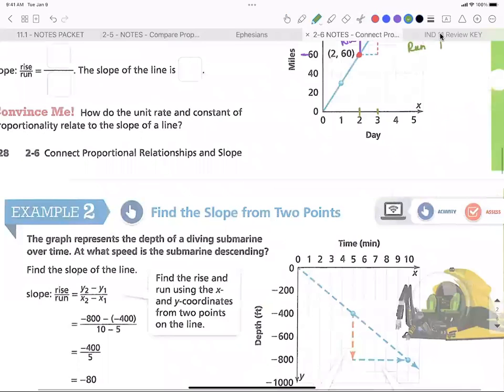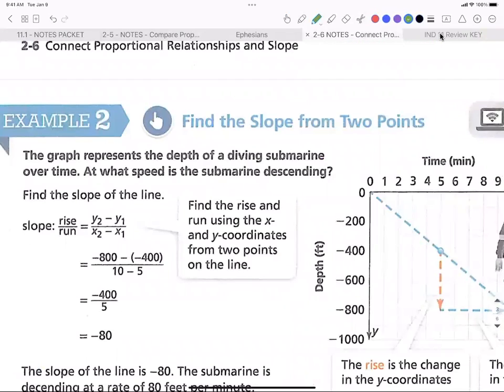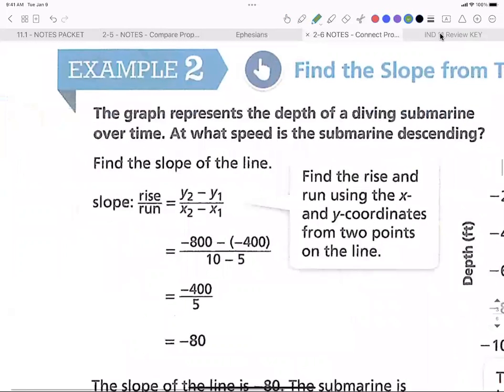Example 2 shows us how to do it if we maybe don't have a graph to look at, like our jump start. We didn't have a graph that we could count from one point to the next. We just simply had 2 points. So we have to use an equation. This is what I want you all to star, circle, highlight, square, whatever you need to do to make sure you can easily find this, because we will be coming back to this equation a lot.